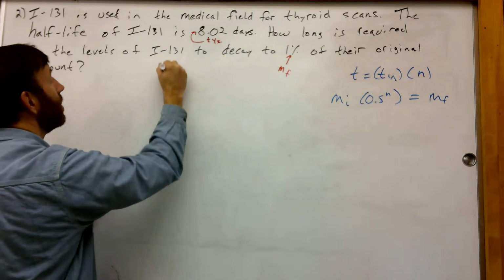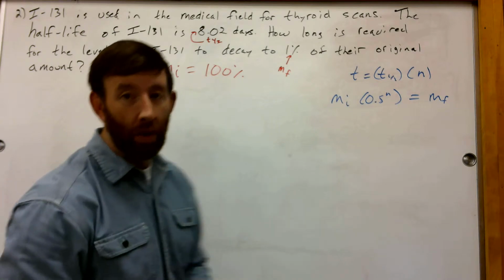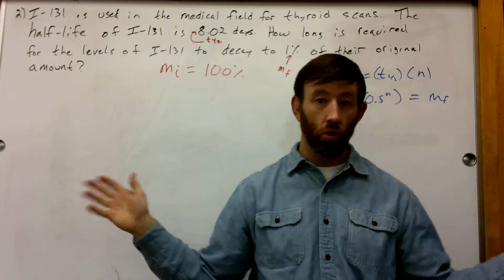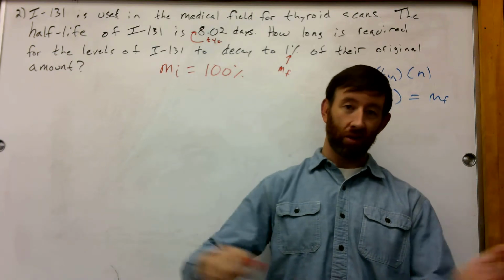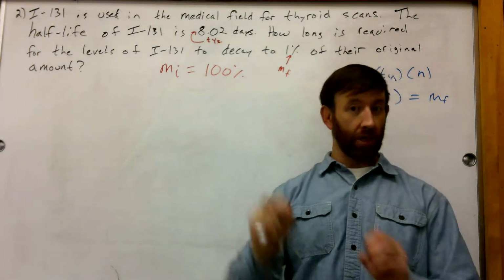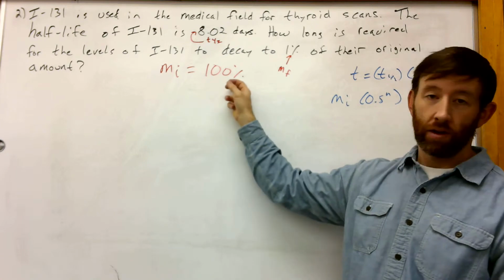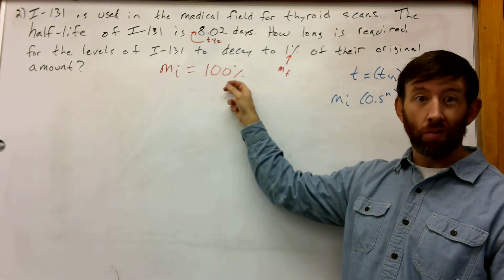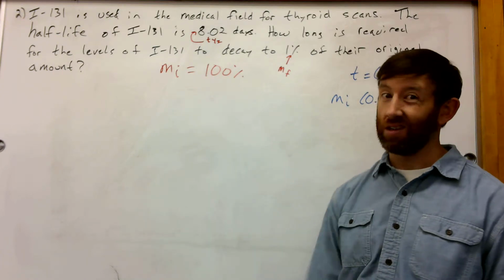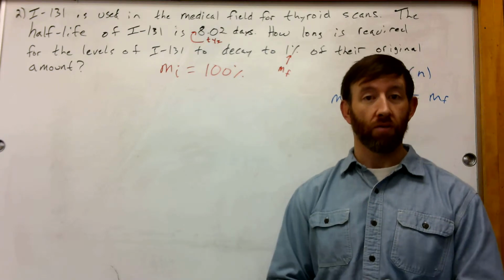So MI, we had all of that amount, whatever we started with, we have 100% of it at our initial time period. As soon as that clock starts ticking, though, we start decreasing that by a certain amount over time, because that's a radioisotope, it's going to decay. So if it's a percent problem, just assume MI, the initial amount, is 100%, unless for some reason I tell you different.